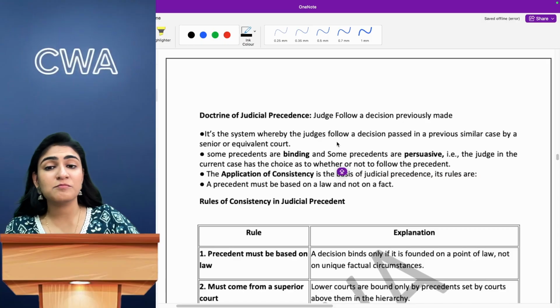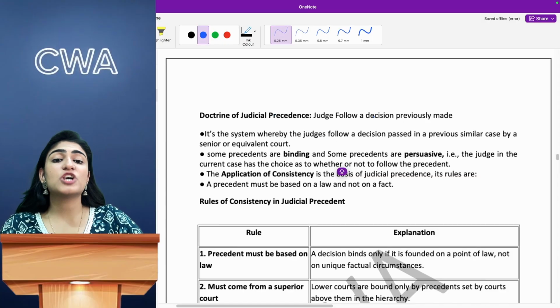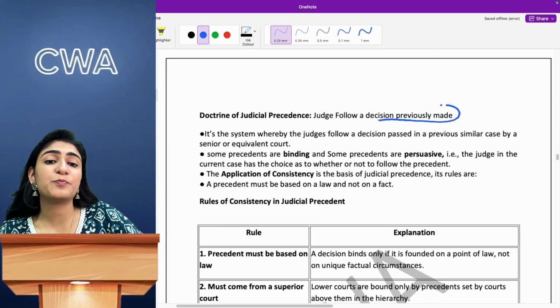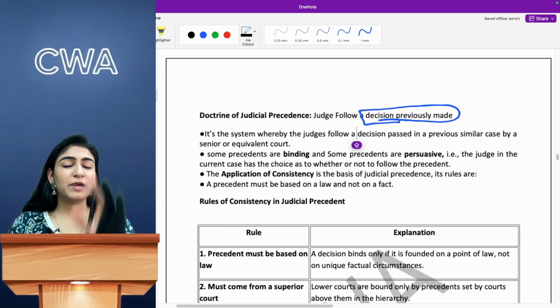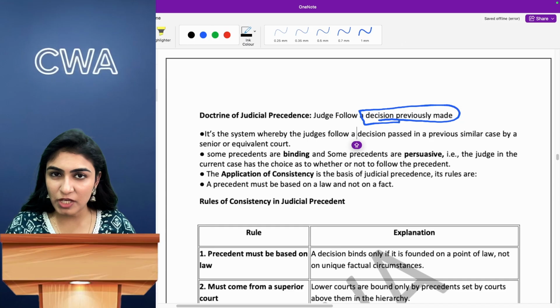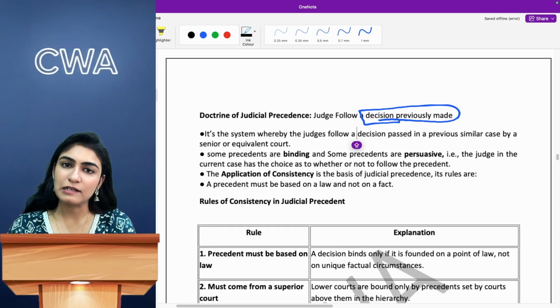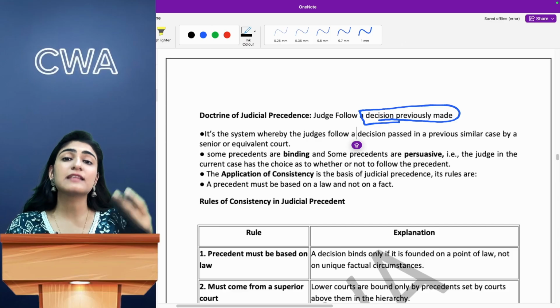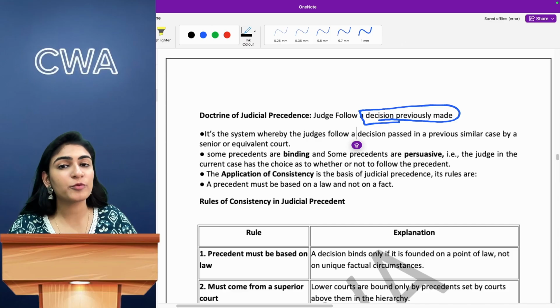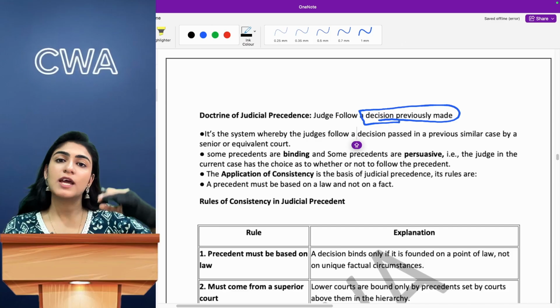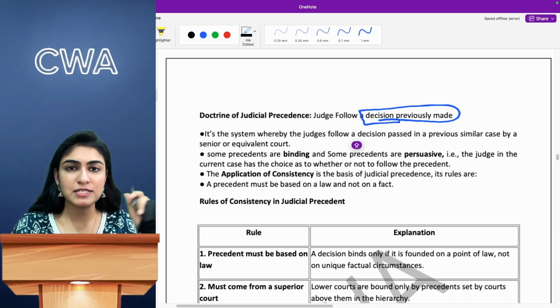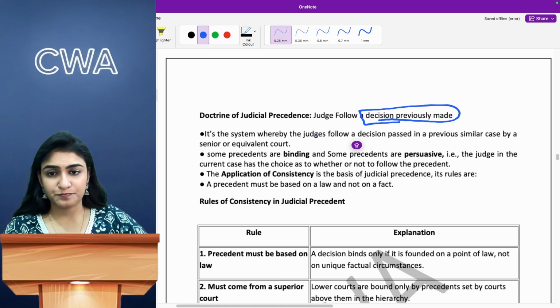It basically means that judges follow decisions previously made. Basically, the decision that was previously made, judges just follow that decision. And that is what has been happening in common law, and that is why equity came into the picture, which we discussed in our last lecture.